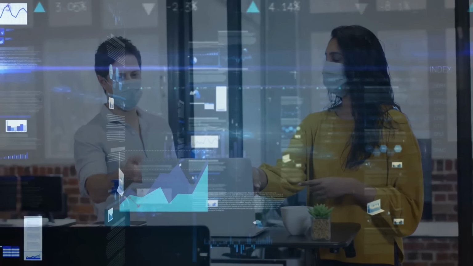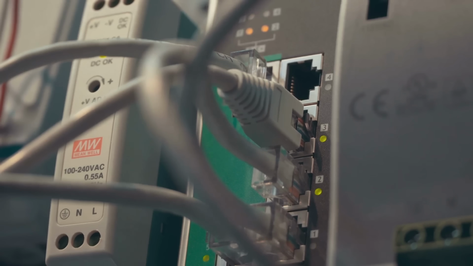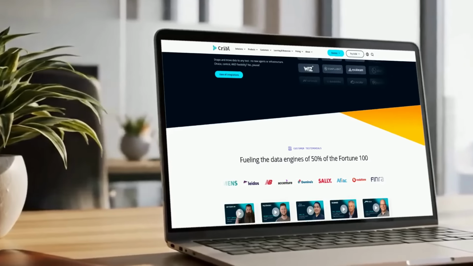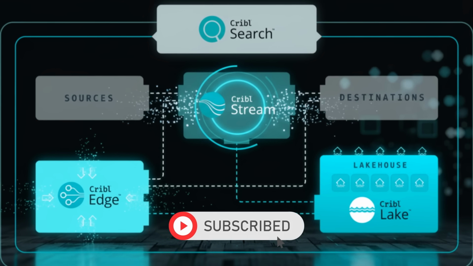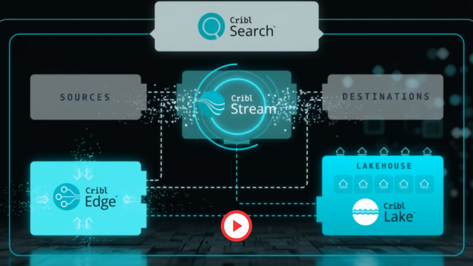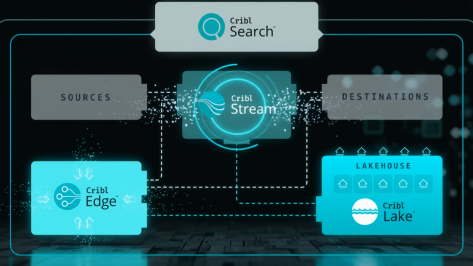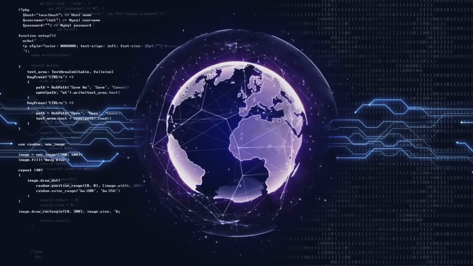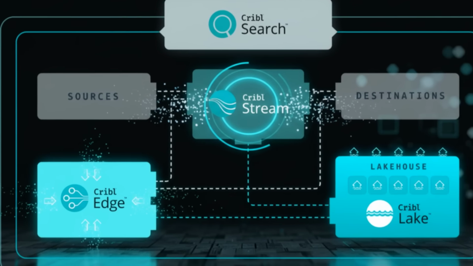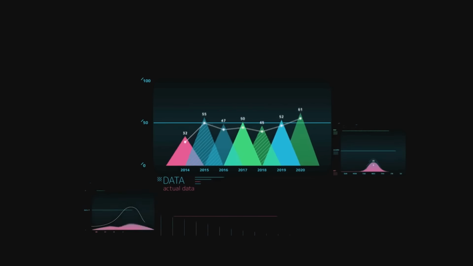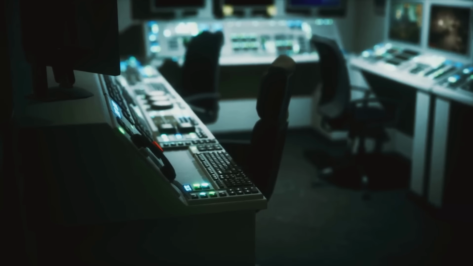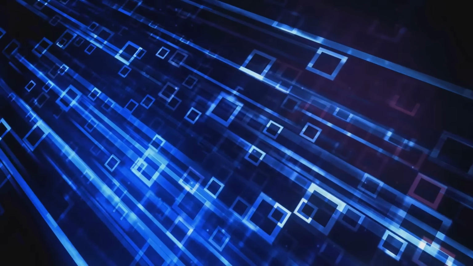But what if you could take control of that data, cut costs, and send only the right information to the right tools? That's exactly what Cribl does, and here's how it works. Cribl is an observability and data routing platform. It takes in massive amounts of machine data, logs, metrics, and events, and helps organizations filter it, reshape it, enrich it, and route it to wherever it needs to go. Think of Cribl as the traffic controller for all your telemetry data.